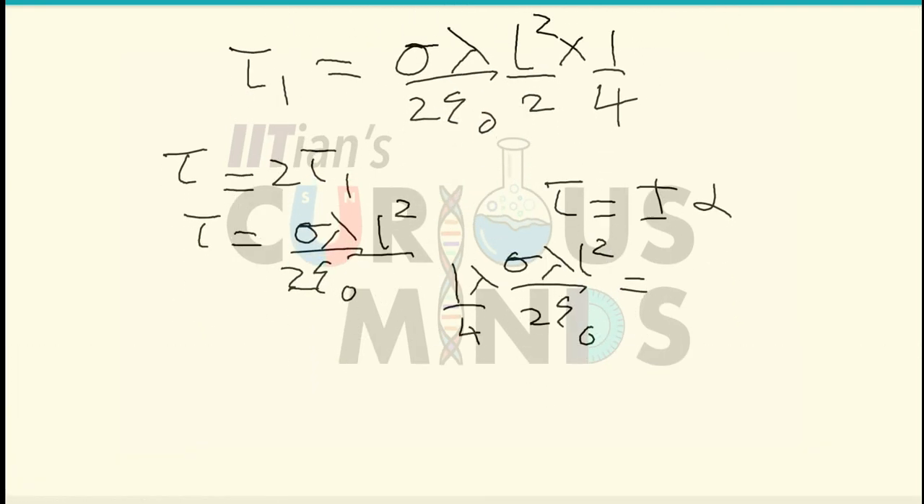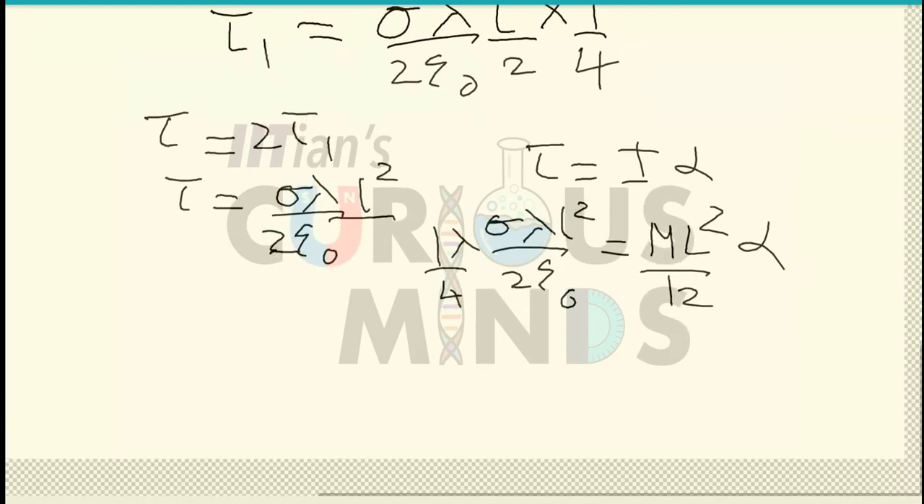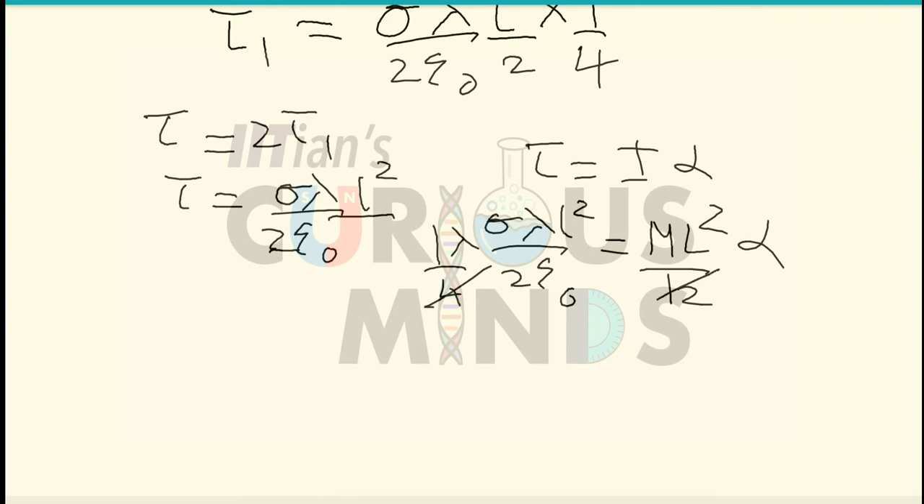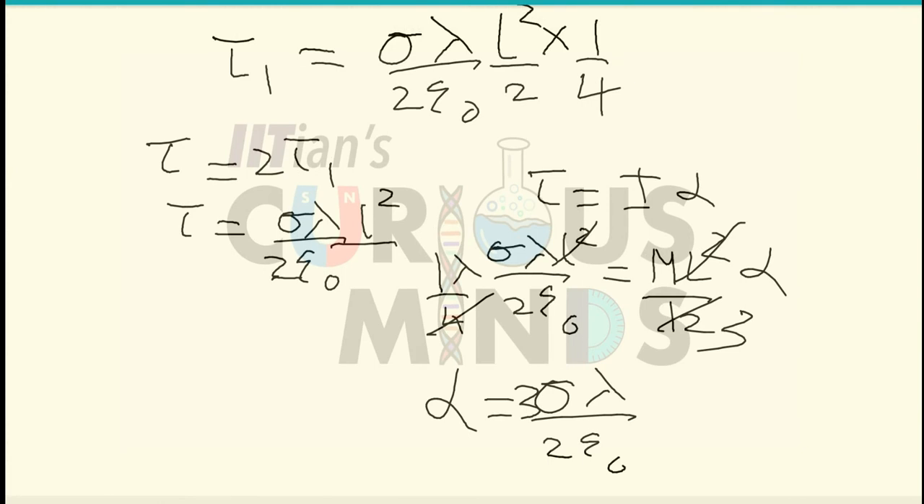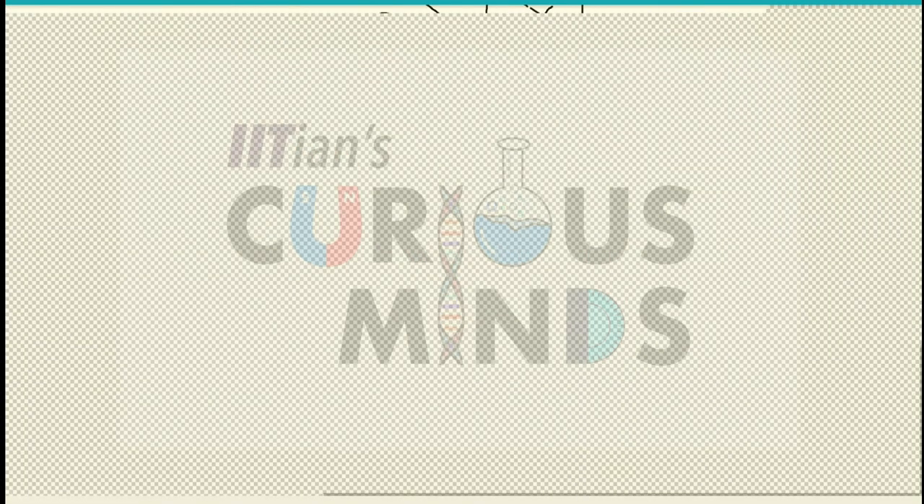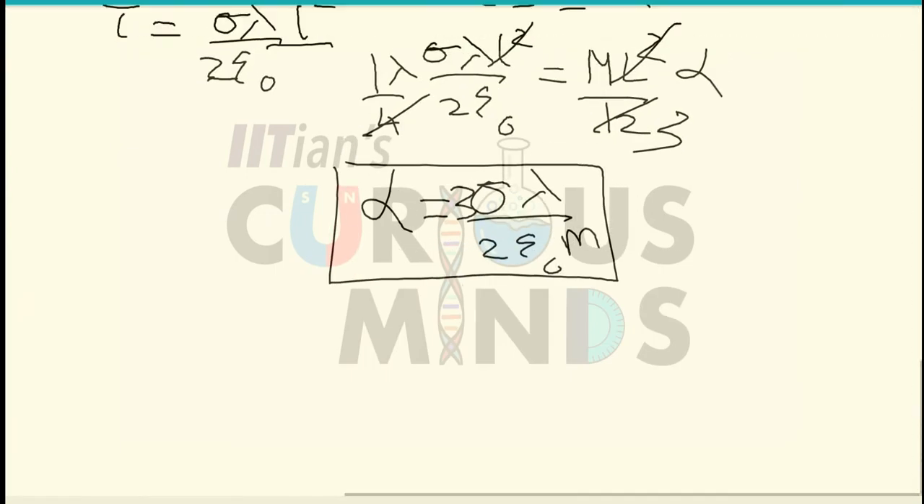So the torque sigma lambda divided by 2 epsilon naught into L square by 4 equals m L square divided by 12 into alpha. The L square will cancel out, and alpha will be equal to sigma lambda divided by 2 epsilon naught into 3, with the mass in the denominator. So this is the initial angular acceleration experienced by the rod, equal to 3 sigma lambda divided by 2 epsilon naught m.